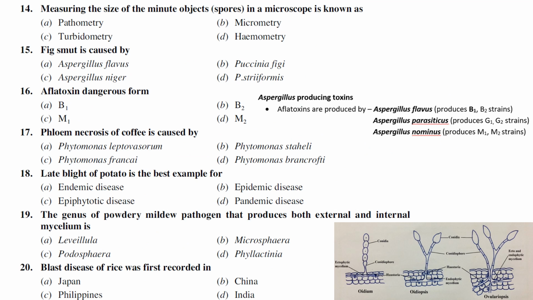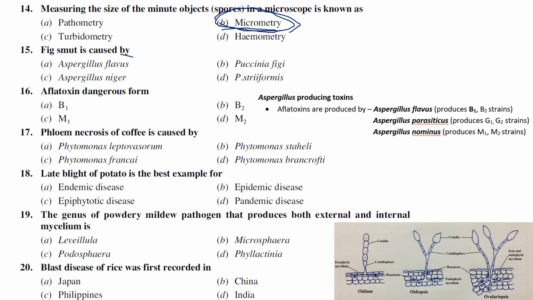Next one is measuring the size of minute objects in a microscope is known as pathometry, micrometry, turbidometry, hemometry. So generally micrometry is a separate branch. Nowadays we have microscopes equipped with micrometry techniques for measuring minute objects. Such minute objects can be measured with the help of micrometry. The equipment is like a scale only, it's called a micrometer. So generally we use this method, micrometry.